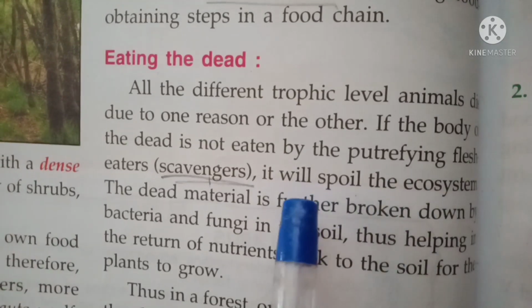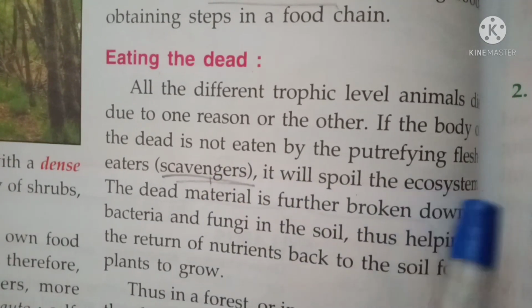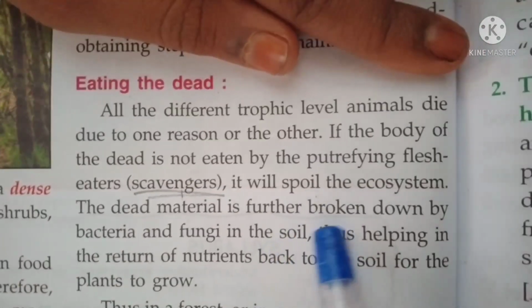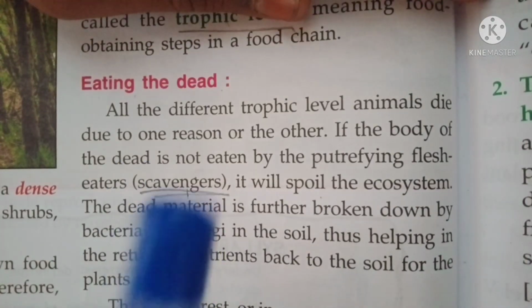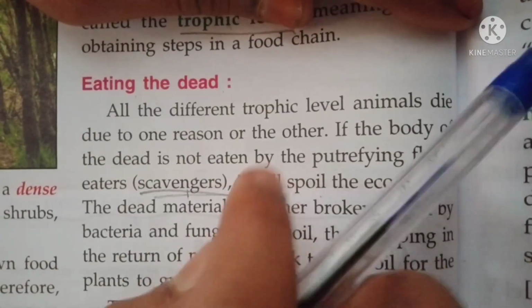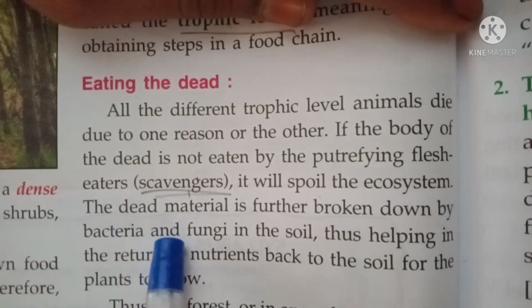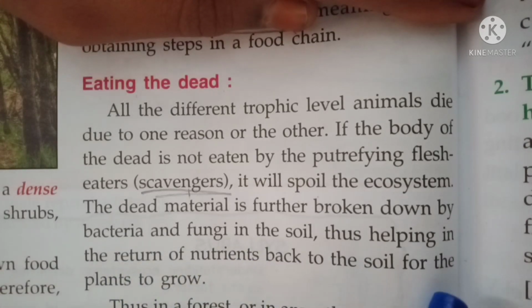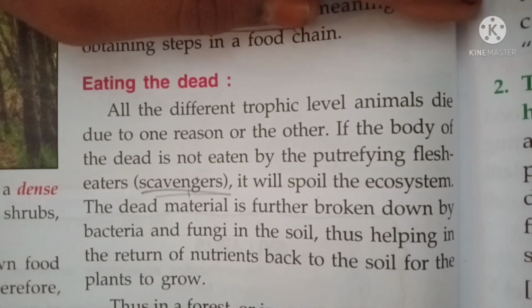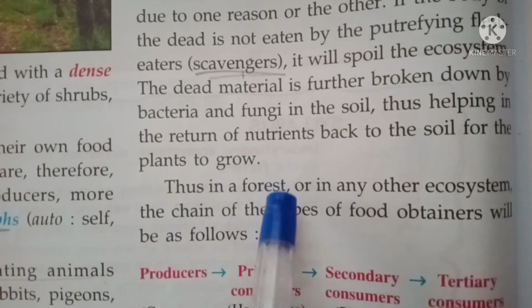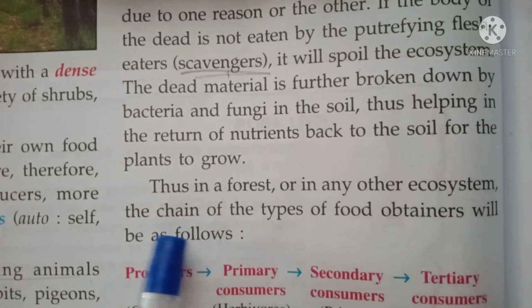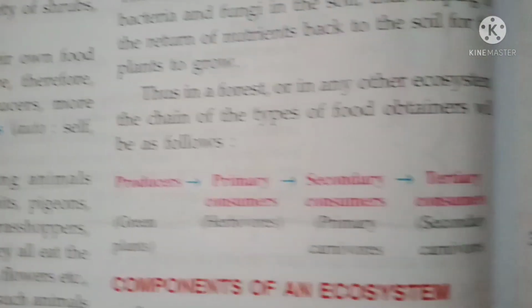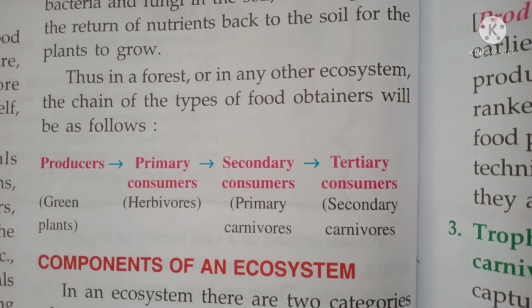If it is not eaten by scavengers, the earth will be soiled and the ecosystem will be spoiled. The dead material is further broken down by bacteria. After the scavengers eat, some more flesh remains, so again it is eaten by bacteria and fungi in the soil, thus helping in the return of nutrients back into the soil for plant growth. Thus in the forest or any other ecosystem, the chain of food can follow. Again, to help you understand better, they have given another food chain.